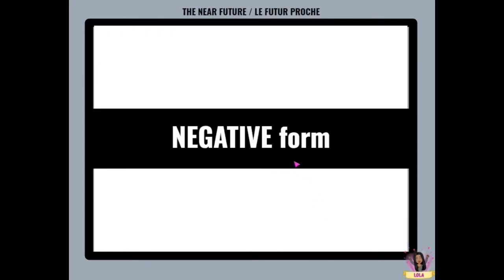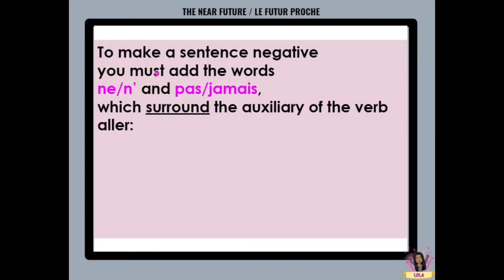Now let's look at the negative form. So remember, to make a sentence negative, you must add the words ne or an apostrophe and pas or jamais, which surround the auxiliary of the verb aller. So think about what the auxiliary of the verb aller is, and then ne goes before it, and the pas or jamais will go after it.